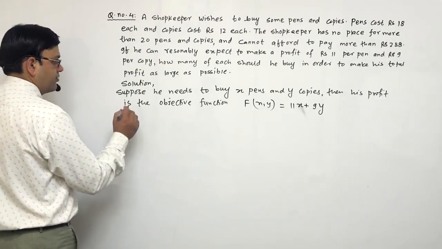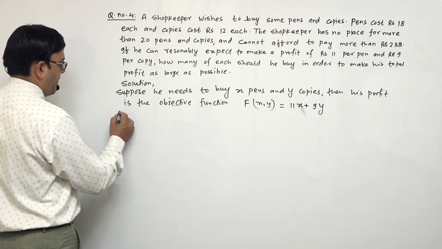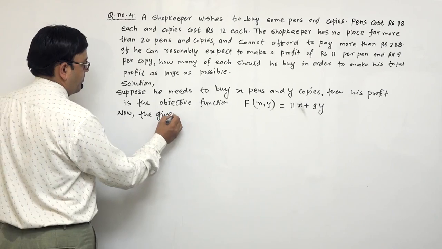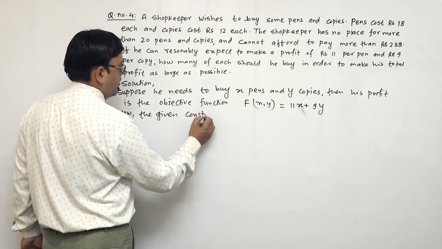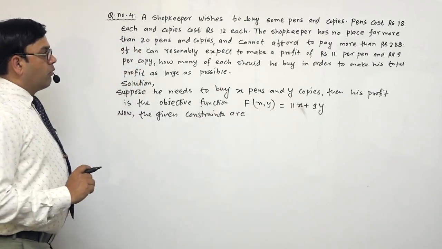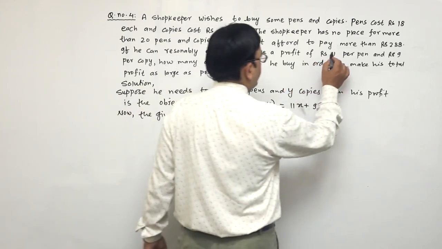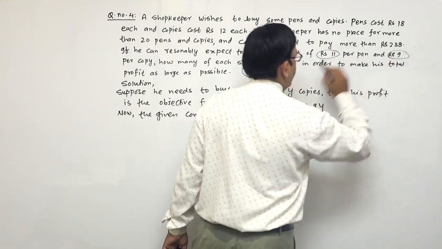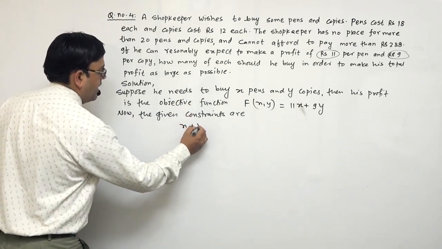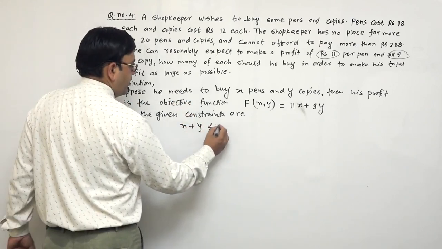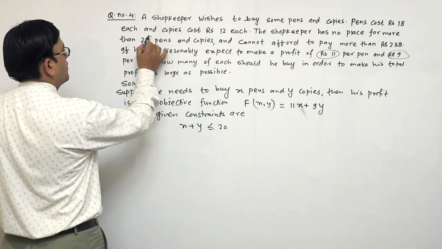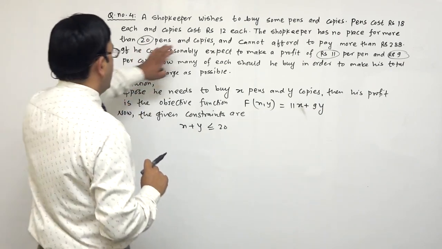The given constraints, now what are the given constraints? Here we use this 11 and this 9 only up to now. We have at first x plus y is less or equals to 20, because here it is 20 pens and copies.